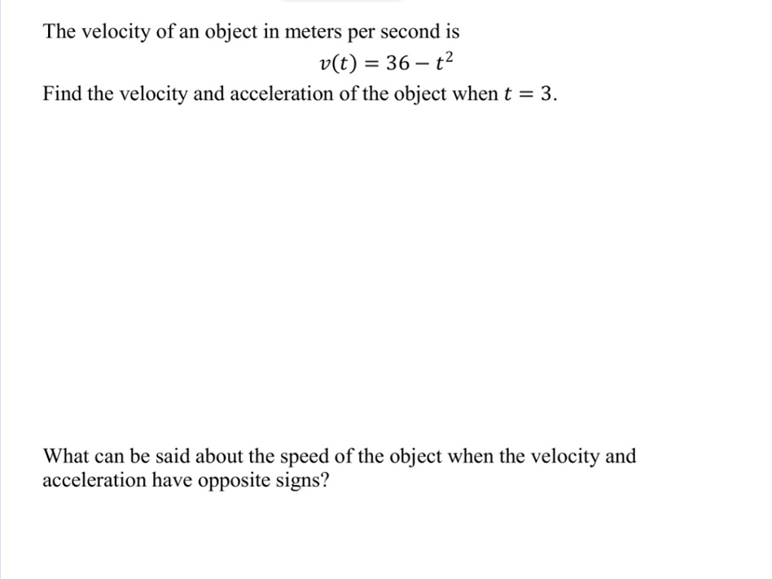All right, so we have the velocity of an object in meters per second is v of t equals 36 minus t squared. Find the velocity and acceleration of the object when t equals 3. So I'm giving you the velocity equation. Okay, we could do that right now. V of 3 equals 36 minus 3 squared. So that's 36 minus 9, which is 27.